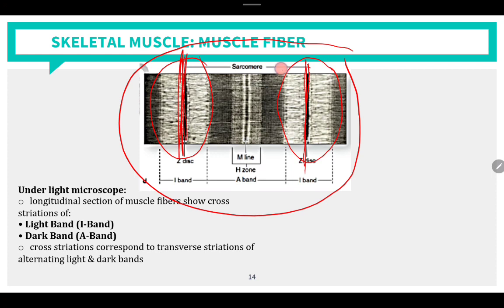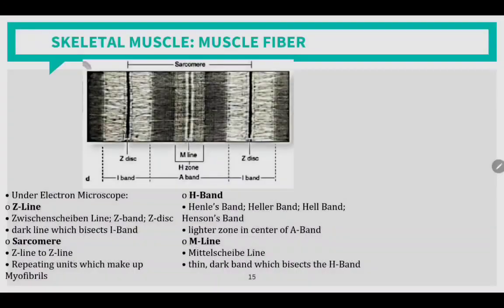Okay? Now, can you appreciate the dark bands here or the dark structure here? That is your A band. So once again, L, D, L. Okay? So, I band, A band, and I band. Okay. So, let's move on sa next slide natin. I'll be explaining to you ano yung mga Z line na yan, M line, and H zone. No? So, let's see. Okay.